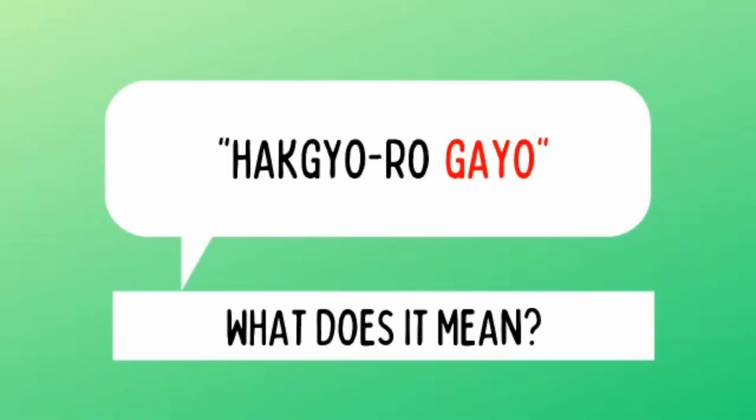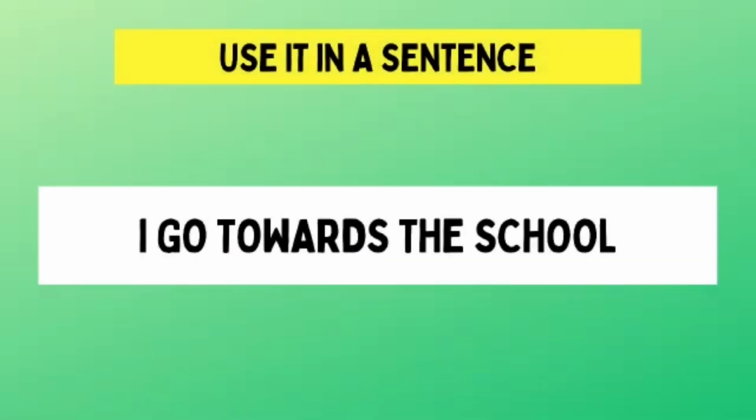And going back to the sentence we flashed at the beginning of the video, we already know by now that the meaning of the sentence 학교로 가요 is simply I go towards the school. And with that, you've just learned 가요.